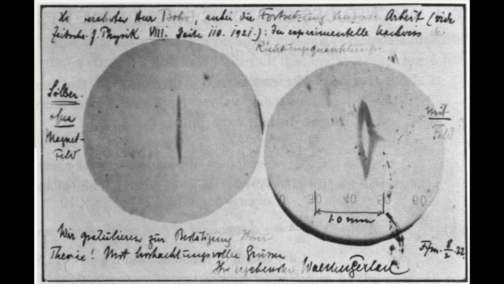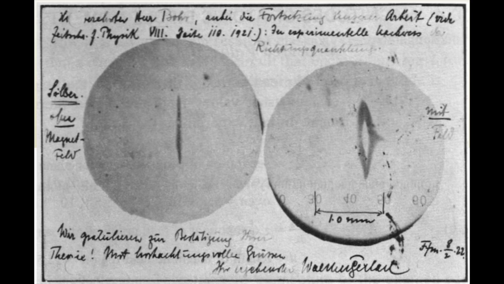Here's an image of the plates which had the silver deposited on them. This was actually from a postcard which was sent to Niels Bohr in 1922. The message, translated, reads, "Attached is the experimental proof of directional quantization. We congratulate you on the confirmation of your theory."